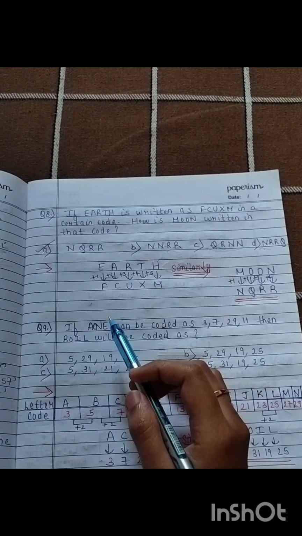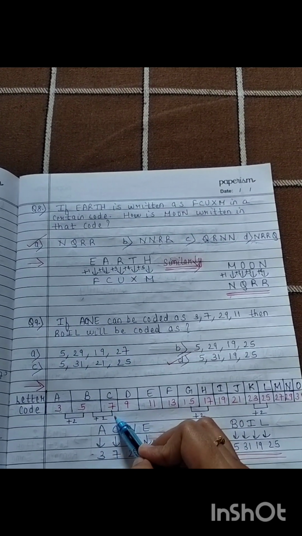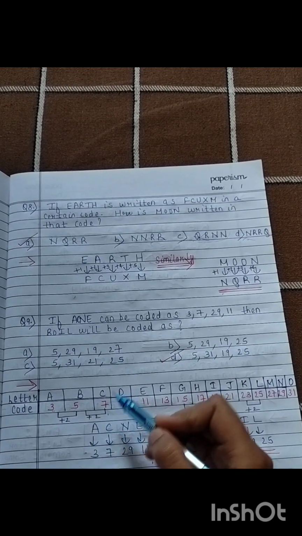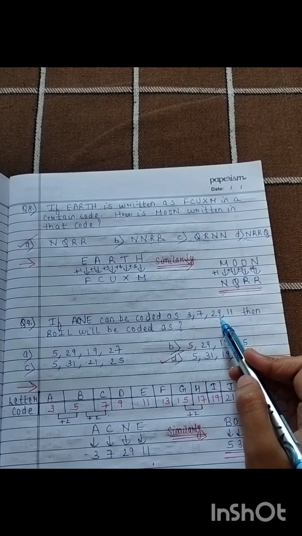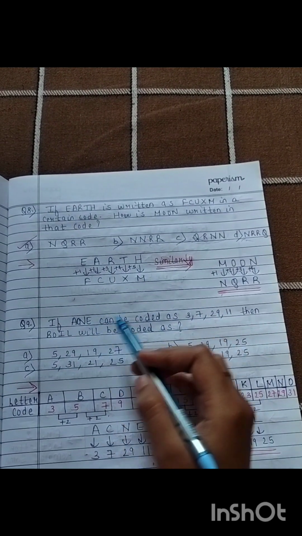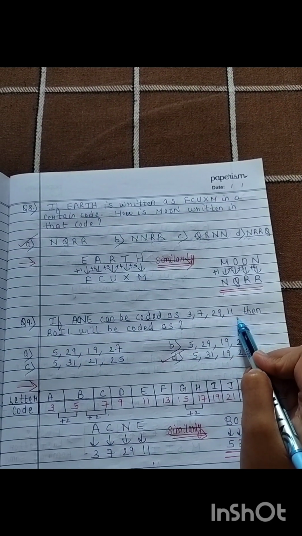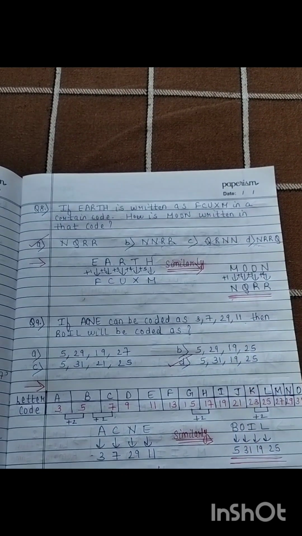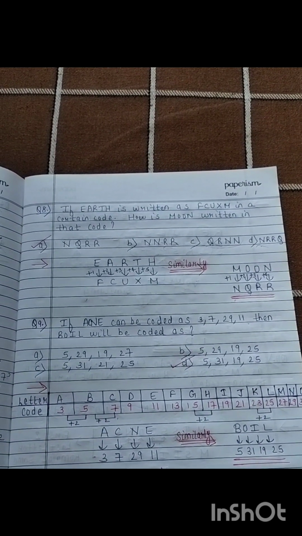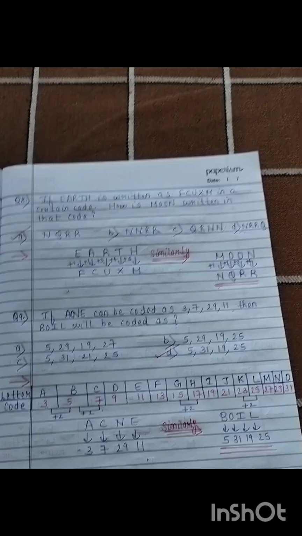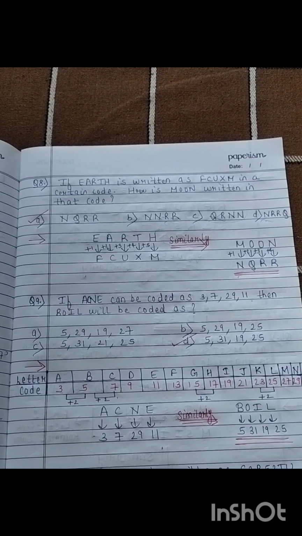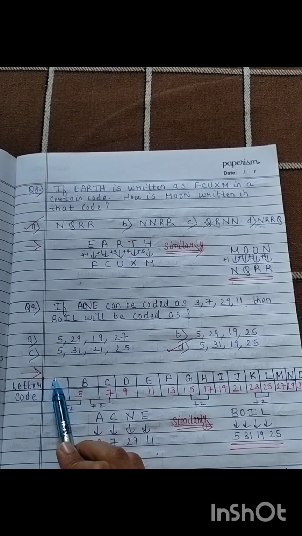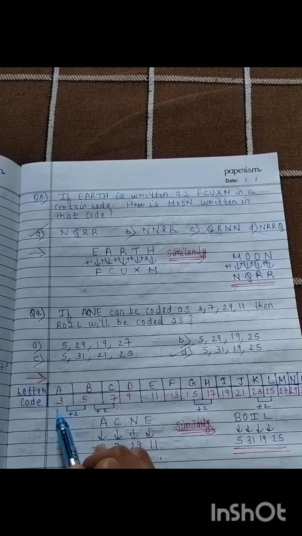C is coded as 7 they have given. N is coded as 29 they have given. E is coded as 11 they have given. So the first letter in English is A, correct? So A you will write, and they have coded it as 3, correct?